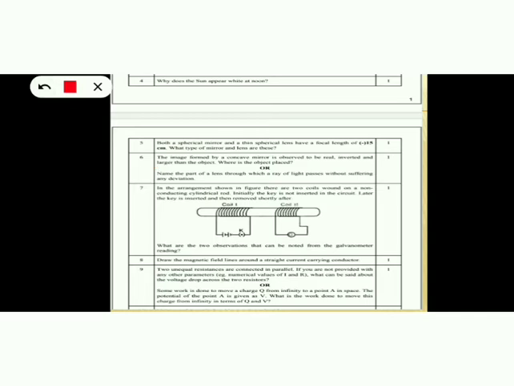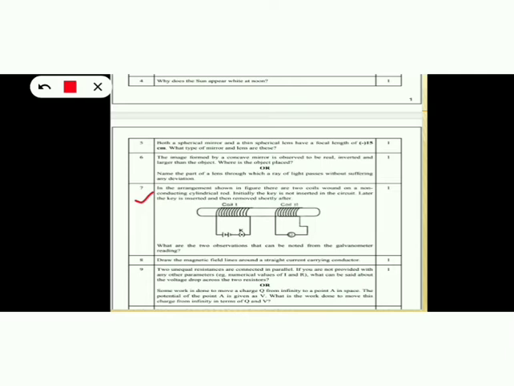In the arrangement shown in the figure, there are two coils wound on a non-conducting cylindrical rod. Initially, the key is not inserted in the circuit. That means no current flows through coil 1 since no key is inserted. Later, the key is inserted and then removed shortly after. So, what are the two observations that can be noted from the galvanometer reading?